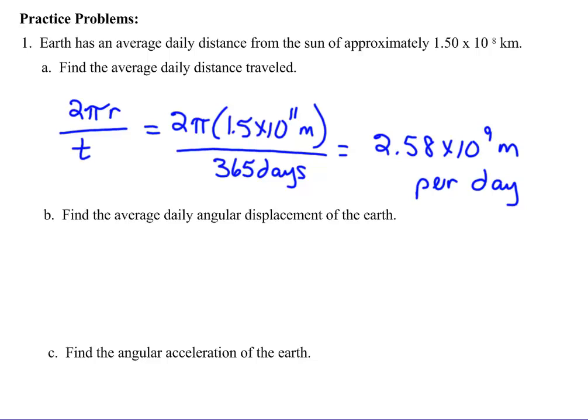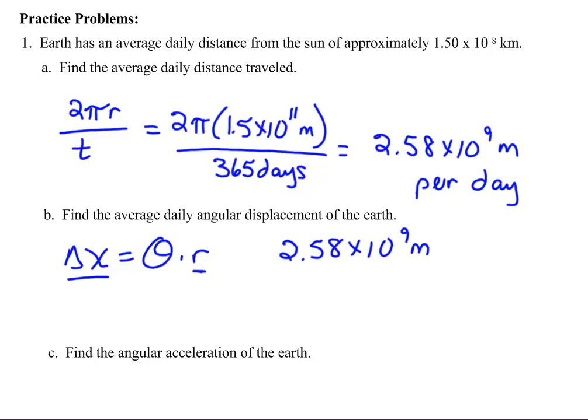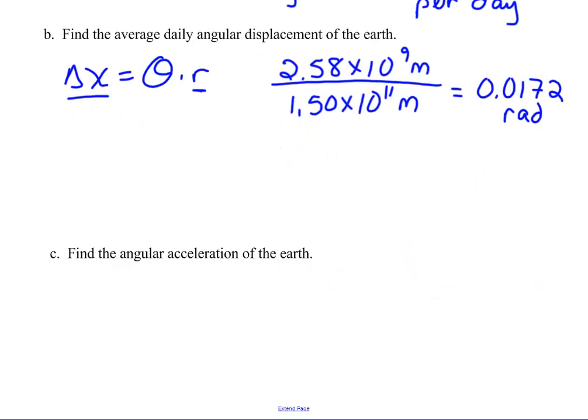If I remember my relationship of delta x equals theta times r, if I'm looking for the average angular displacement, I'm given the radius. I just found delta x. I can use those two to find the average angular displacement. So what I will do is take 2.58 times 10 to the 9th meters divided by the radius of 1.5 times 10 to the 11th meters, and I get 0.0172 radians.